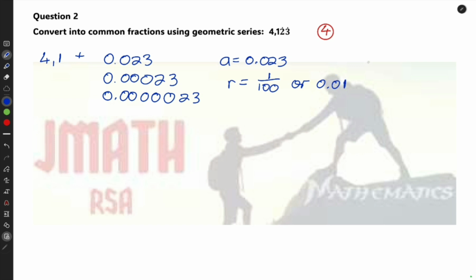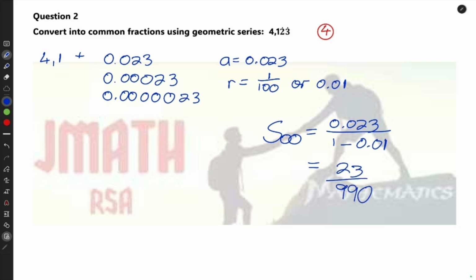So now I can sub into the S infinity formula. So S infinity would be equal to 0.023 over 1 minus 0.01. Calculator tells me the answer, 23 over 990. So remember, that's not the final answer. I must still add the 4.1. So my final answer would then be 4.1 plus 23 over 990, which would give me 2041 over 495. And if I type that on the calculator, it would give me 4.123232323 till infinity.